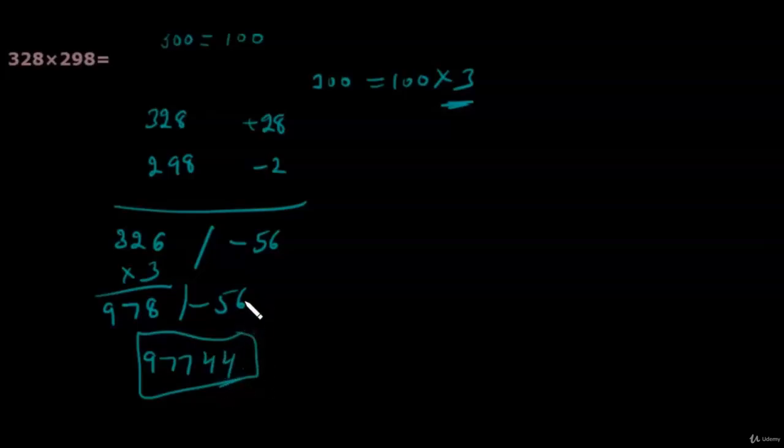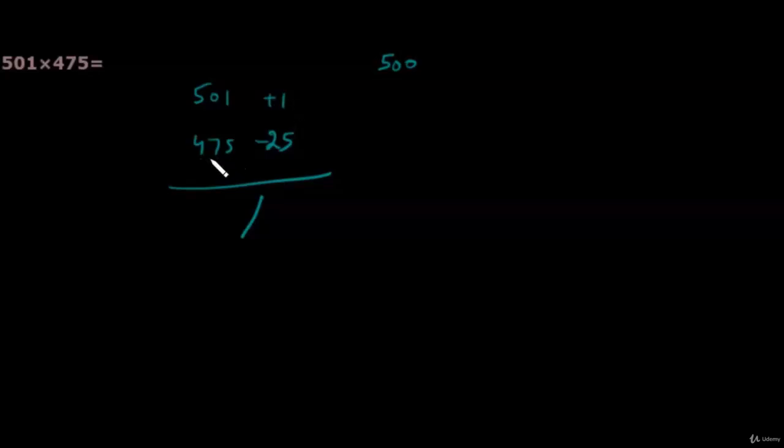Let's do one more example. Both of these numbers are near to base 500. The first number is 1 more than 500. Second number is 25 less than 500. For writing the first part, we can either add 1 to 475 or subtract 25 from 501. It's faster to add 1 to 475. This gives us 476. And for writing the second part, we will multiply 1 and negative 25, which gives us negative 25.